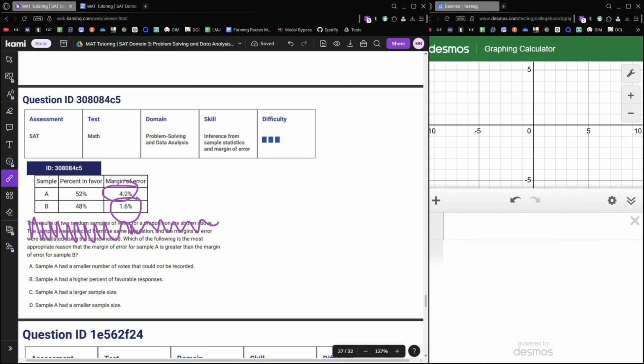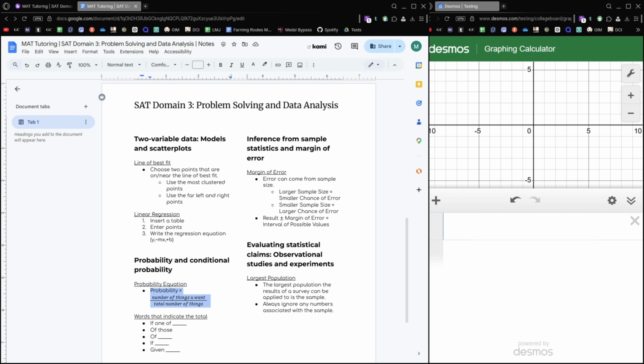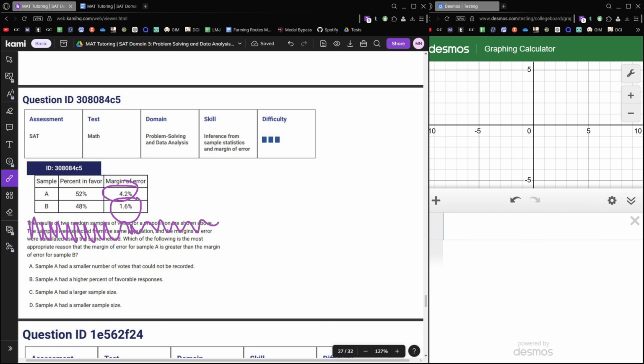Let's quickly take a look at our notes. Here we go. Error can come from sample size. If you have a larger sample size, you have a smaller chance of error. And if you have a smaller sample size, you have a larger chance of error. So if we apply that to our question right here, the reason sample A has a greater margin of error is because it had a smaller sample size. So that means our answer will be D.